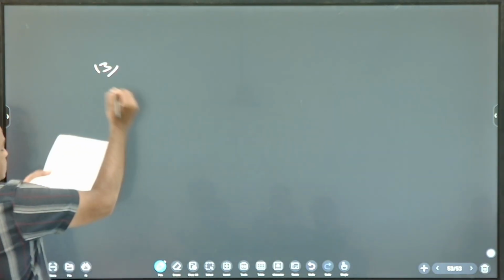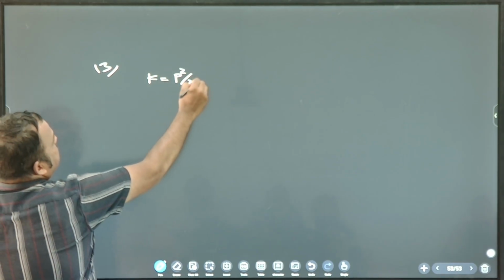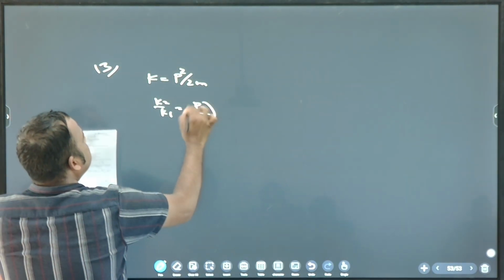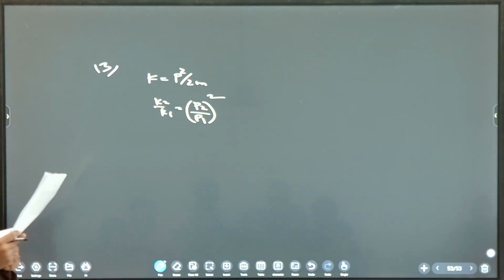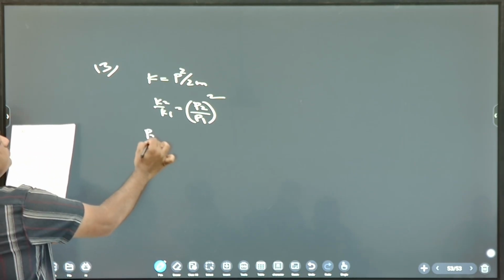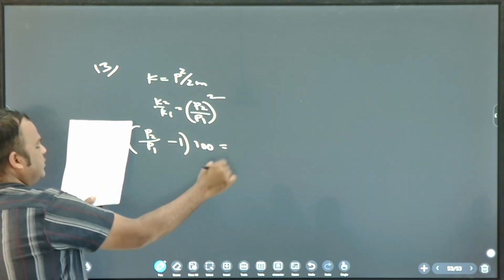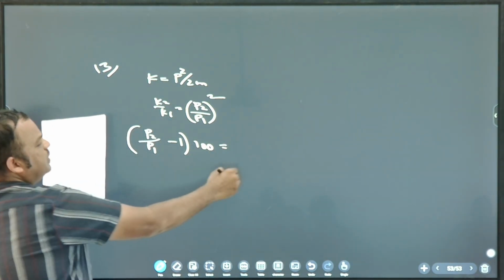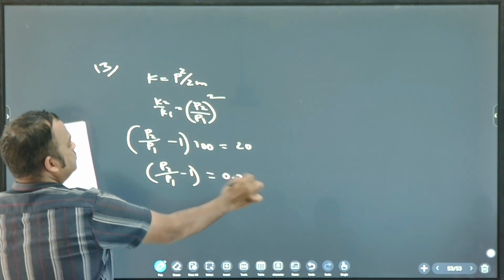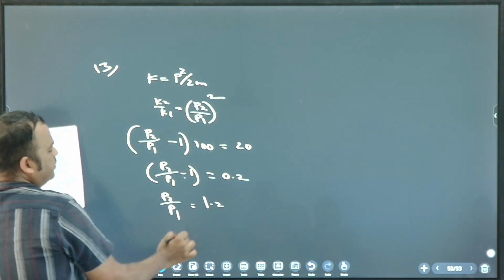Okay, 13. What is the relation between kinetic energy and momentum? K is P square by 2m. So K2 by K1 is equal to P2 by P1 whole square. What is given? Percentage change in momentum. So what is given? P2 by P1 minus 1 into 100. Very good. So this is given plus 20 or minus 20? Plus 20. So P2 by P1 minus 1 is equal to 0.2. So what is P2 by P1? 1.2.